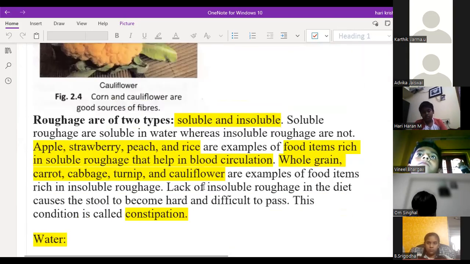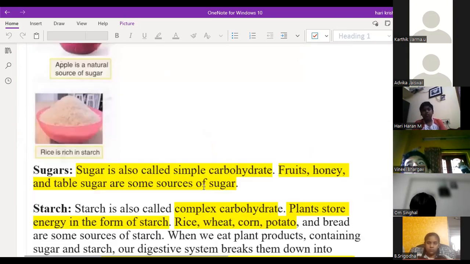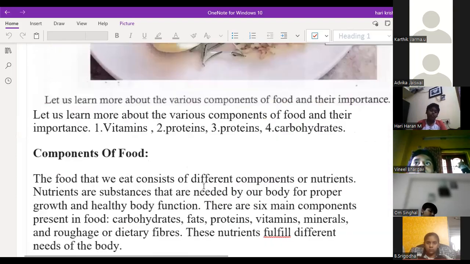Okay. So after these vitamins, what is the topic? Carbohydrates finished.